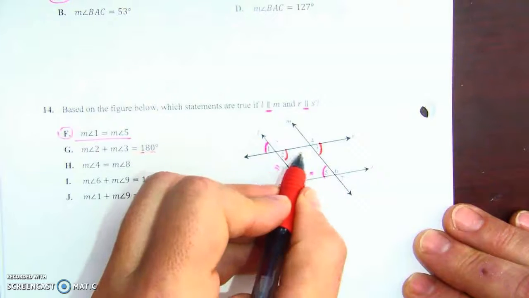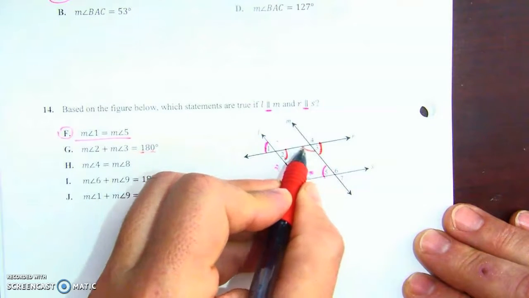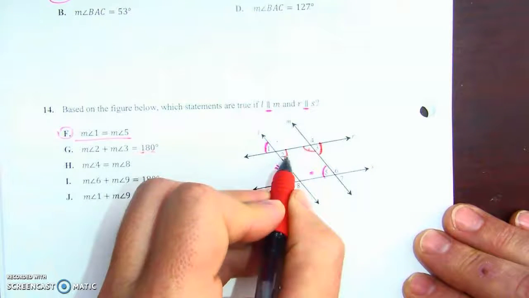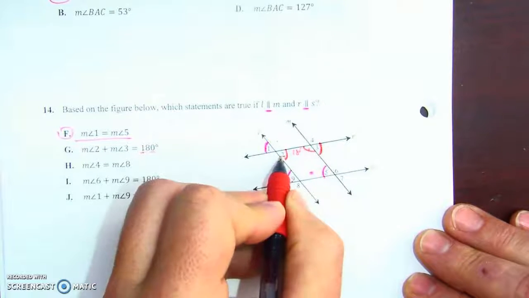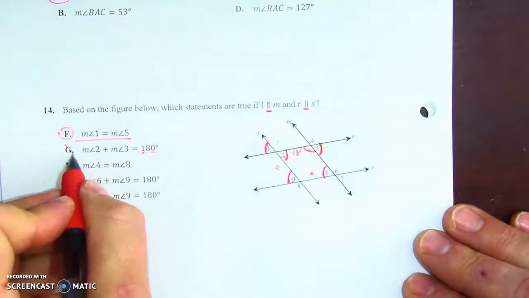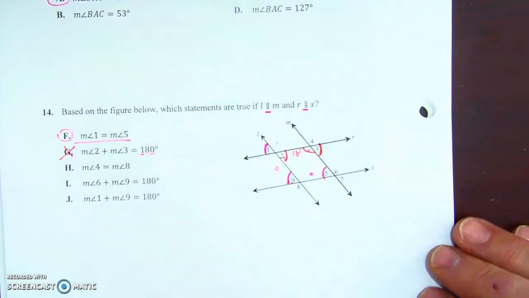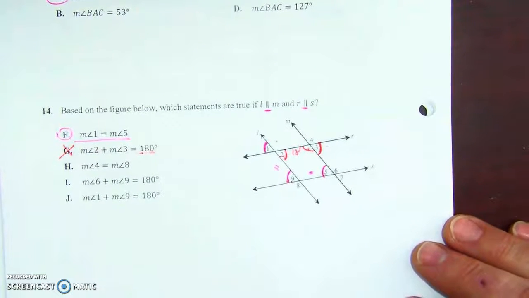Remember, consecutive interior angles, which would have been this one right here, 2 and this angle, would have been consecutive interior to equal 180 degrees. But based on what we have here, these are corresponding, so therefore they do not equal 180 degrees together, they equal each other. All right, let's look at the next one.